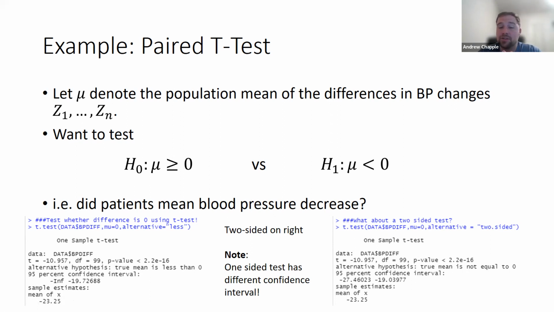On the right side, I'm doing a two-sided test here. So for two-sided, all I'm doing is changing alternative to two-sided. And here I get a 95% two-sided confidence interval from negative 27.4 to negative 19.03. So that gives me some information of where I think the real change in blood pressure lives. And my p-value is super small, right? So again, I would reject the null that the mean change is equal to 0 in favor of it being not equal to 0, some other value.